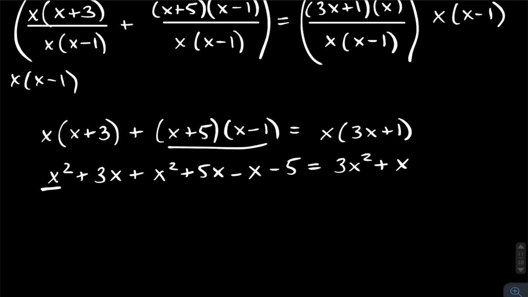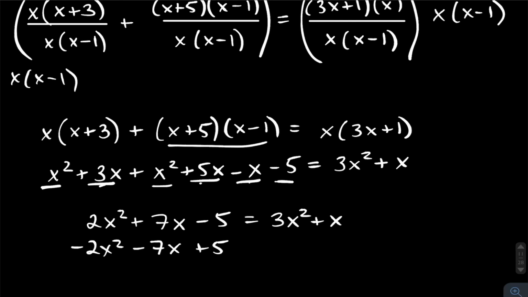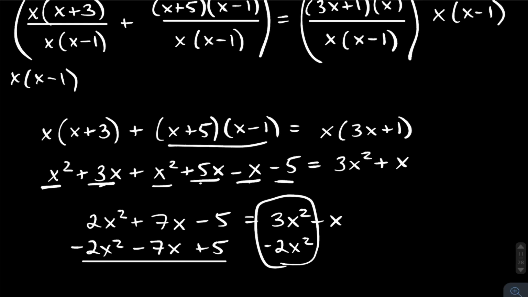So on this side we have an x squared and an x squared. That gives us 2x squared. We have a 3x and a 5x and a negative x. 3 plus 5 is 8, then we have a minus 1x, and that's going to be 7x. And then we have a minus 5 right here. And if we have this still equal to 3x squared plus x, I'd rather deal with a positive x squared. So what I'm going to do is subtract all this over. And you'll see here we're going to get a positive x squared. So that's nicer.